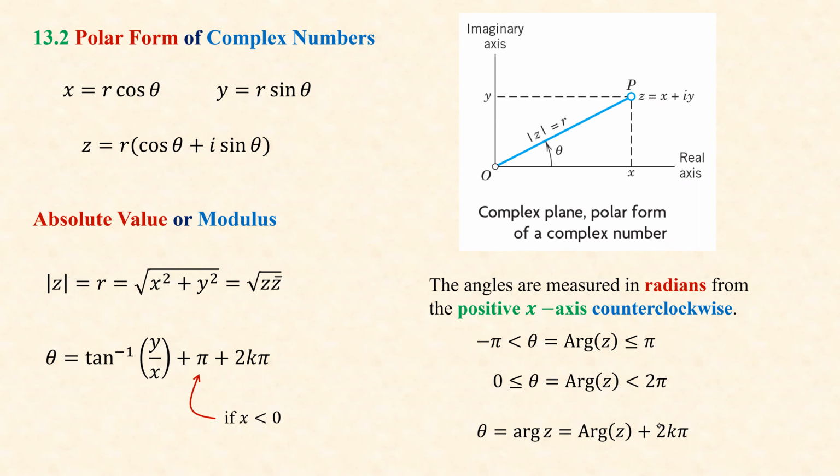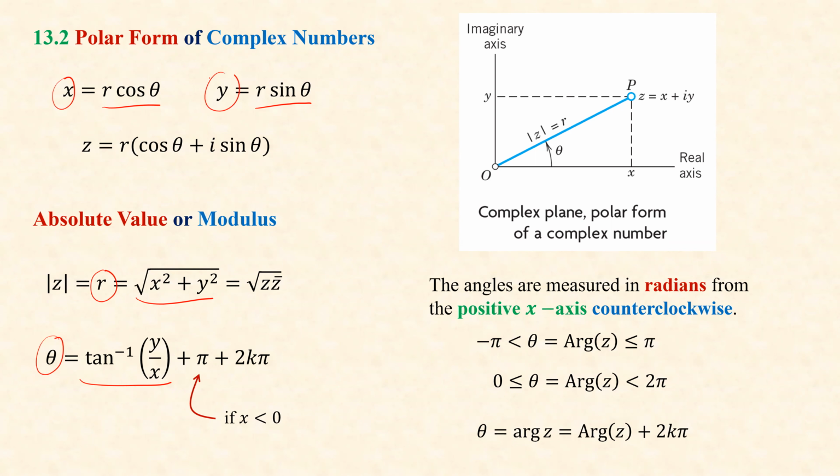Any questions? So in polar coordinates, we have the argument and modulus, which are r and theta. And in Cartesian form, we have x and y. And they are related, as you see here. If you have r and theta and you want to find x and y, you use these two equations. If you know x and y and you want to find the argument, you use these two equations. Right?